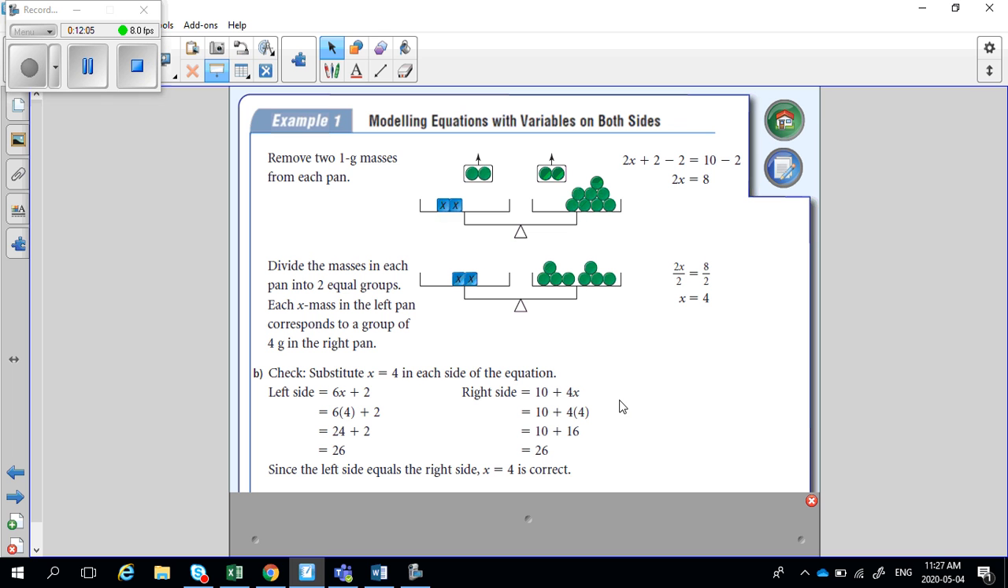Go to the other side of our equation, which was 10 plus 4x. So that means 10 plus 4 times x. And here we're going to substitute the 4 in for x. So we have 10 plus 4 times 4. Order of operations, you got to do that multiplication first. 10 plus 16. 10 plus 16 is 26. So because the left side is equal to the right side, we know that x equals 4 was correct. You're ready for week 4.